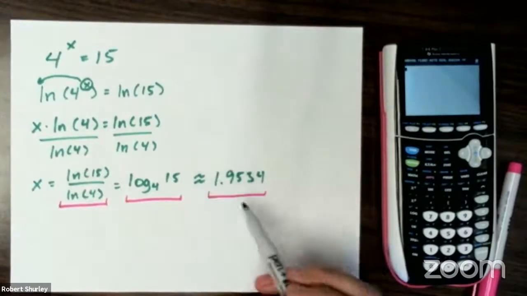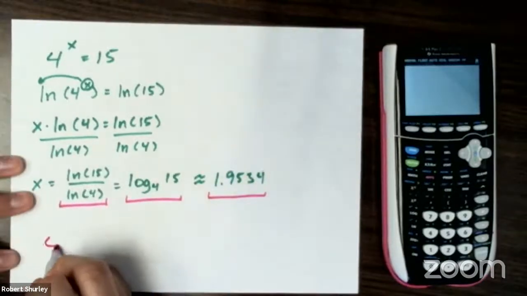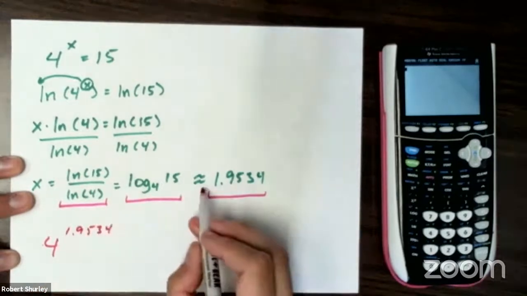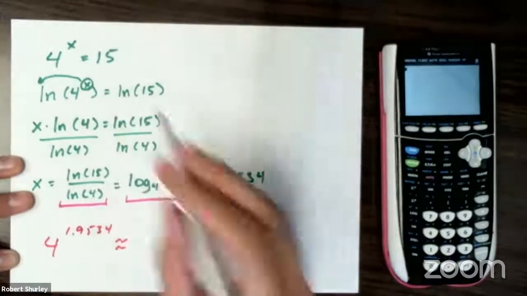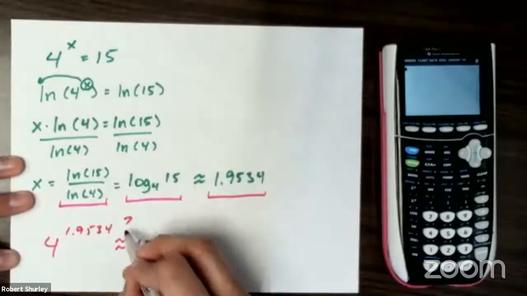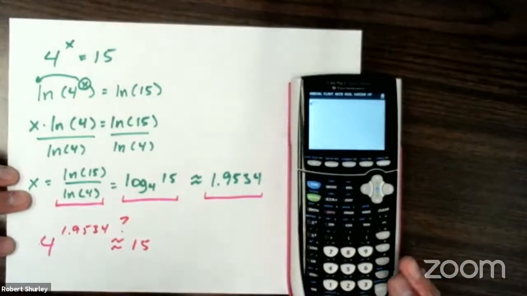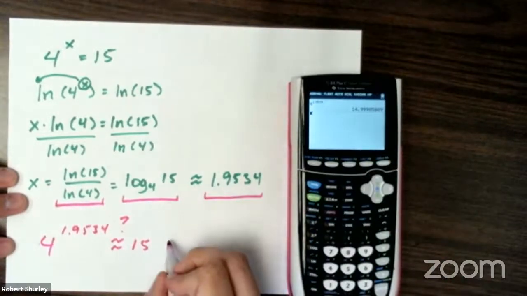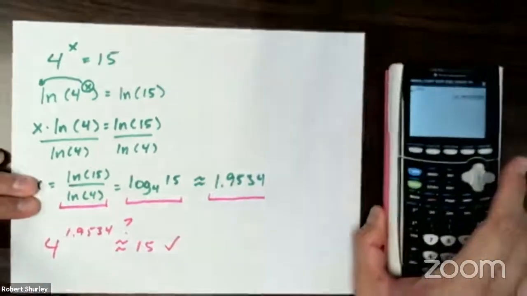Now, I'm going to use the approximation to check it, because this is an equation. I can check it. I'm going to put in 4 raised to the 1.9534. And now look, we rounded, so it should be close to 15. Let's check it. 4 raised to the 1.9534. Oh, yep. That's pretty close to 15. 14.99999. That checks out. That gets to be correct.